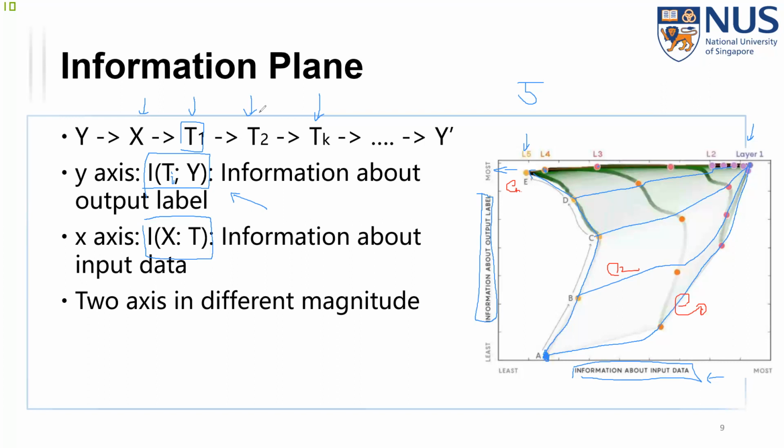Can I ask a question? Yeah, you can ask. Why is it like a V shape? For layer five, firstly the information about the input data increases, then it decreases. Yeah, this is actually the finding of this paper. They said there are two phases, and there is an explanation later.